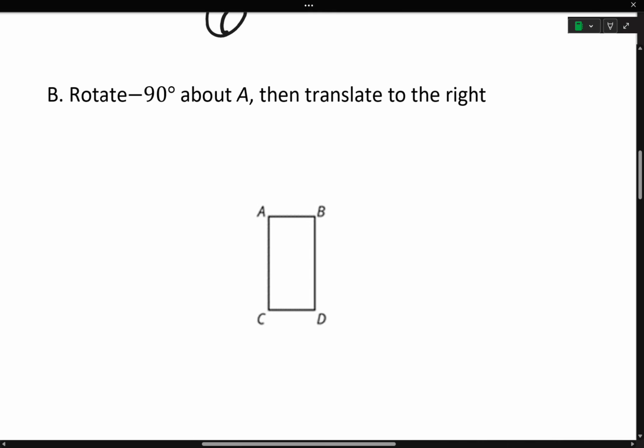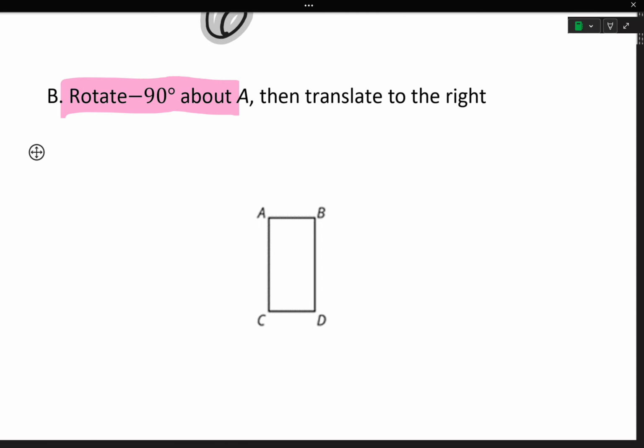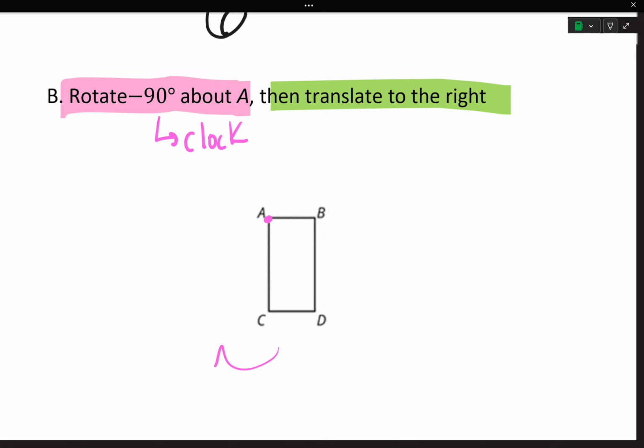Letter B. First, we're going to rotate negative 90 about A, and then we'll translate it to the right. Okay, so here's A. We're rotating this rectangle, keeping that point there. It's not going to move. Negative 90 is clockwise. So I'm going to move everything that way, the whole rectangle. This is what it's going to end up looking like.